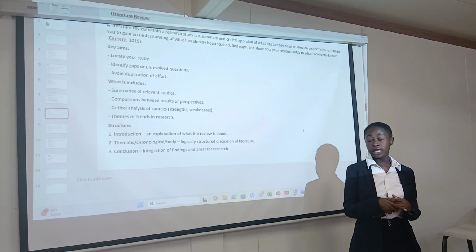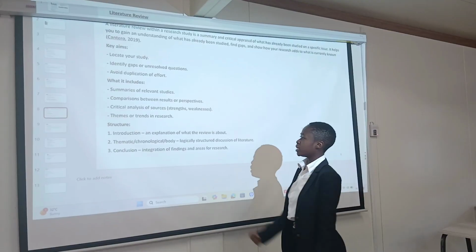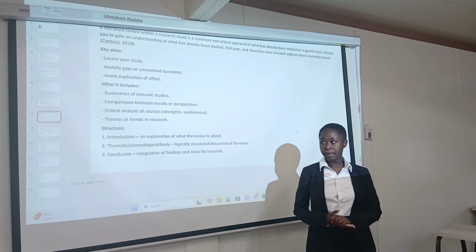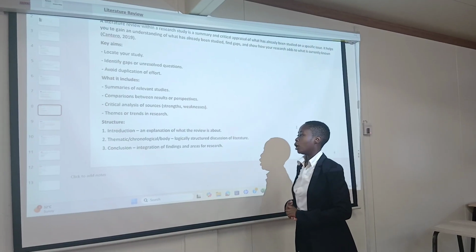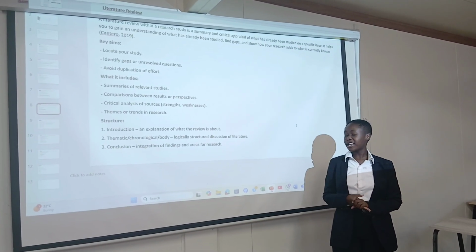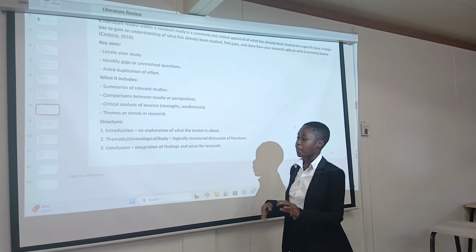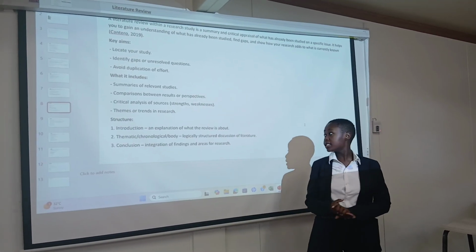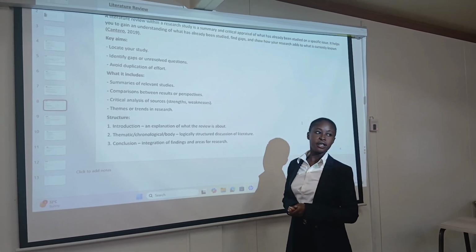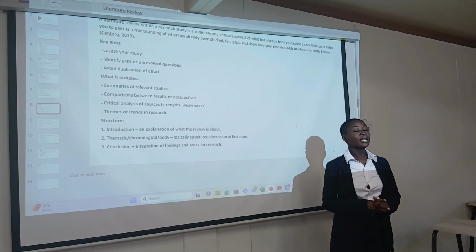First, it starts with an introduction, an explanation of what the review is about. Then step 2 is thematic or body, logically structured discussion of literature. Then lastly, the conclusion, the integration of findings and areas of research. I'll be handing over to Laro.